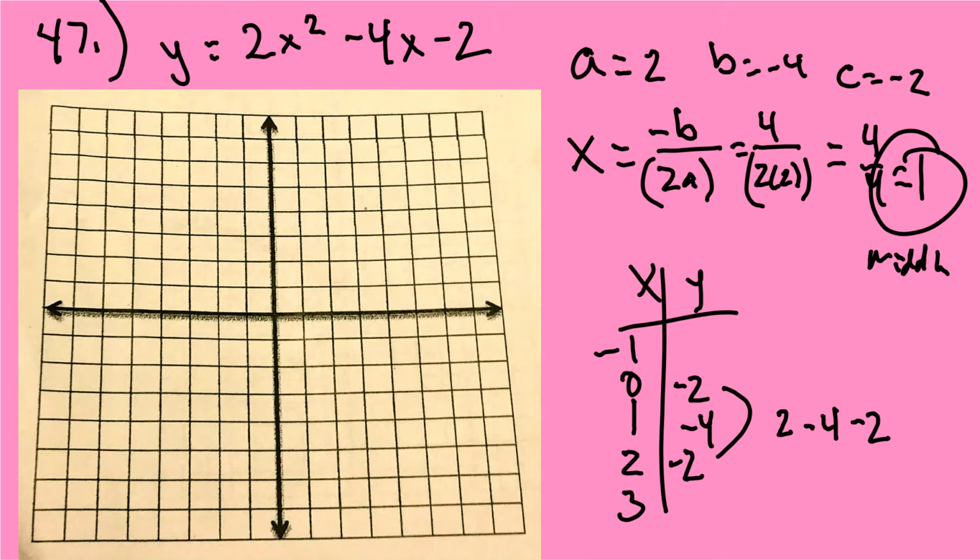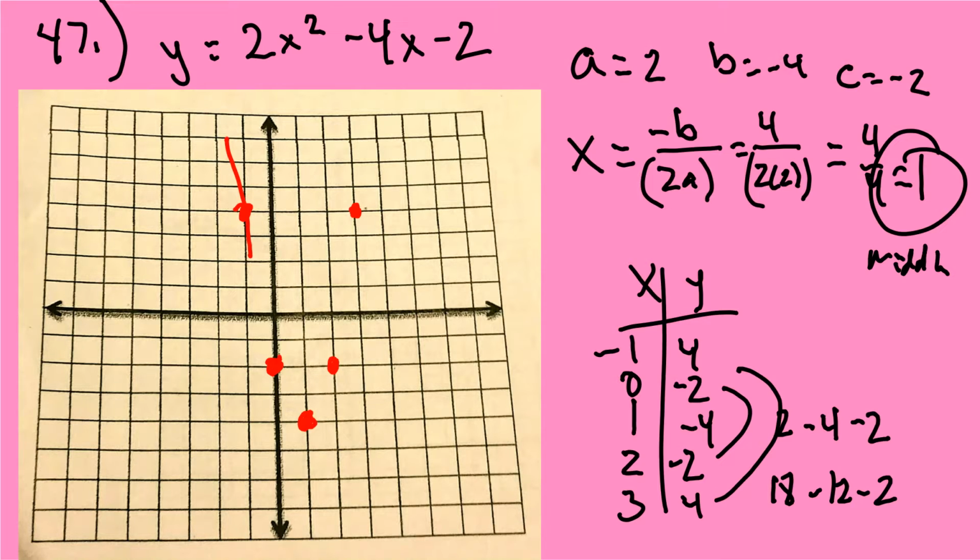3 squared is 9, so 2 times 9 is 18. 18 minus 12 minus 2, I get positive 4, so I rainbow that over to there. So I'm going to have 1, negative 4, 0, negative 2, 2, negative 2, 3, positive 4, negative 1, positive 4.